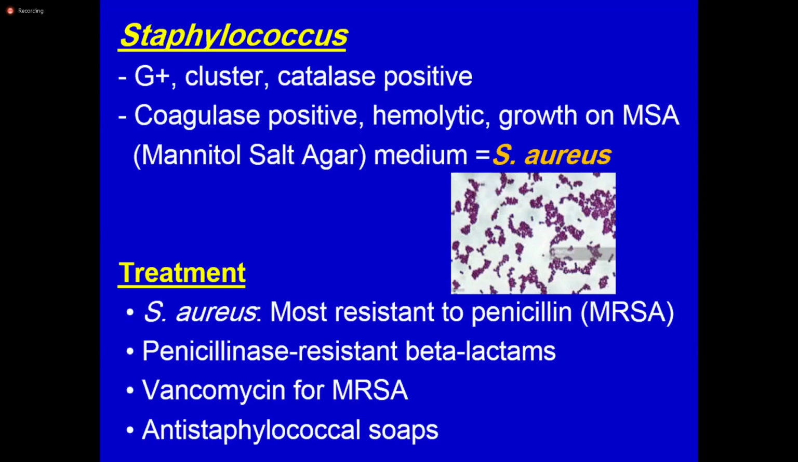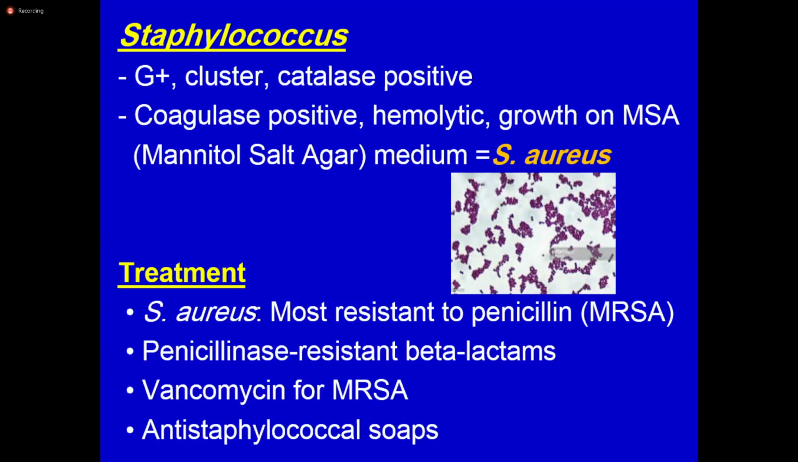So how do we know this staph is aureus? It should be coagulase positive, beta hemolytic, can grow on mannitol salt agar, and ferment mannitol. All these characteristics indicate Staphylococcus aureus, which is coagulase positive, because there are other staph which are coagulase negative, which are not like Staphylococcus aureus. For example, Staphylococcus epidermidis.